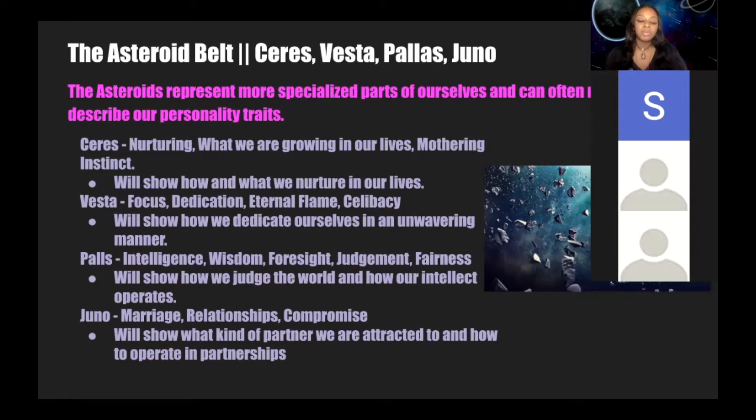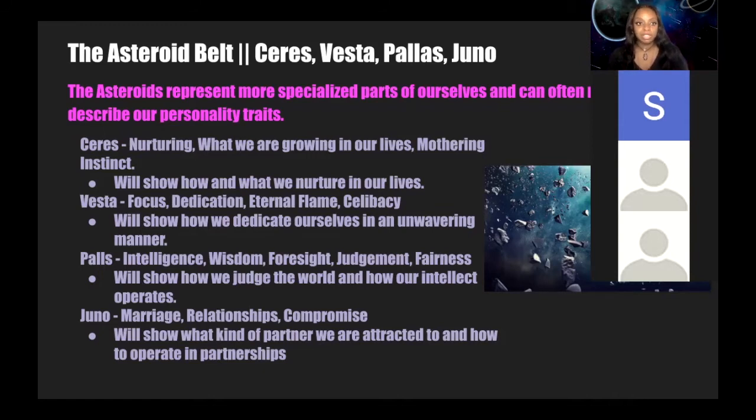But the most important asteroids that are used in astrology are Ceres, Vesta, Pallas, and Juno, and we'll cover the Centaurs as well. But particularly in the asteroid belt are these 4 asteroids. And the asteroids represent more specialized parts of ourselves and can often more deeply describe our personality traits. So they kind of add flavor to the natal chart, whereas the luminaries and the personal planets will set out the roadmap. The asteroids will define and nuance certain energies and will bring forward more specialized parts of our personality.